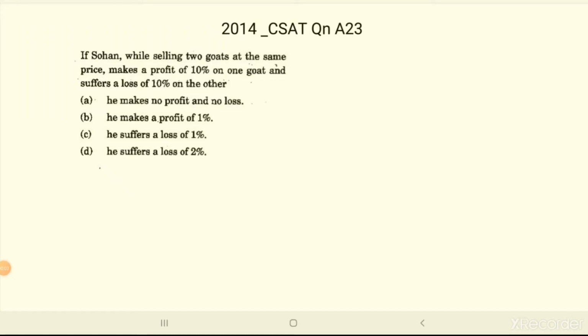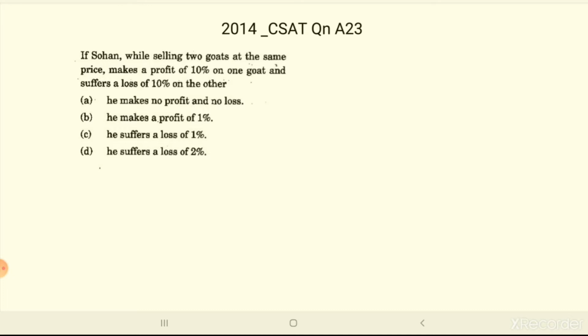23. If Sohan, while selling two goats at the same price, makes a profit of 10% on one goat and suffers a loss of 10% on the other, then what is the net result of these sales? Whether he makes a profit or suffers a loss. Here we have four options.